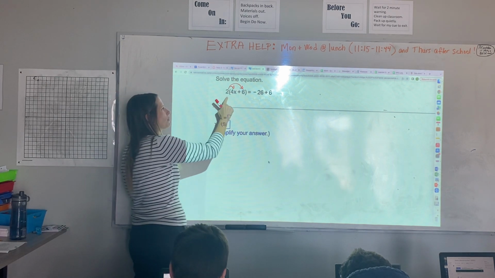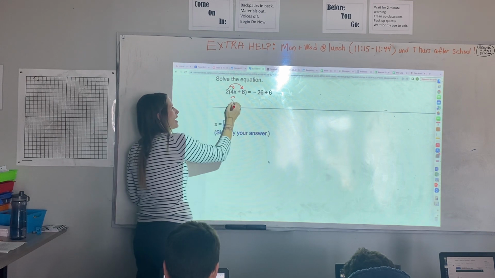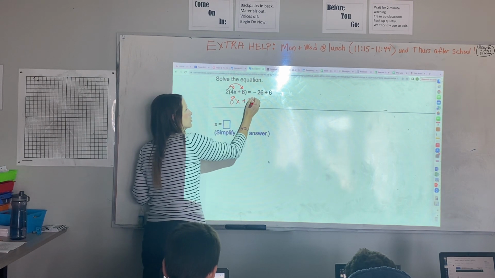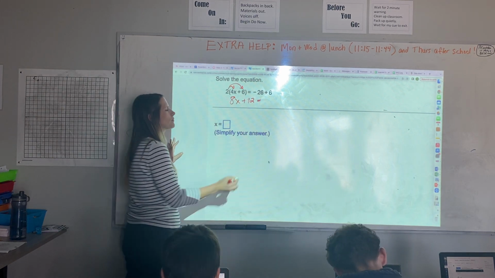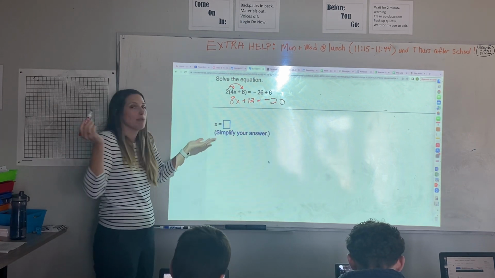Okay, so we're going to distribute. We get 2 times 4x is what? You guys have to go for it with me. 8x, plus 2 times 6 is 12. Plus 12 equals, and then we can simplify that, right? What do we get? Negative 20. Negative 20. Now we just have the same thing that we had last time.